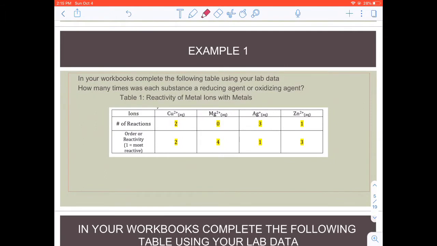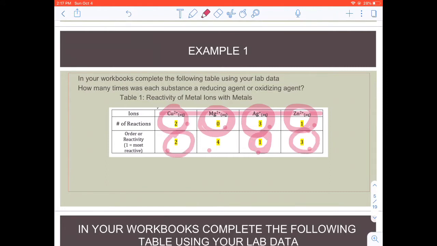By now you should have filled in your chart, and this is what it should look like. Have a look here. Your cations here, we've rated them on the number of reactions they've had and then their reactivity. If we look back at our half reactions, we know that silver ion reacted 3 times, our copper ion reacted twice, our zinc ion reacted once, and our magnesium ion reacted 0 times. That makes silver our most reactive, then copper, then zinc, and then our magnesium ion with the least number of reactions, therefore being the least reactive overall.